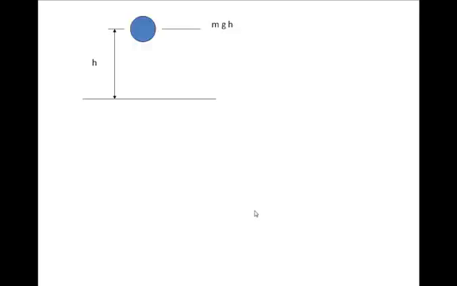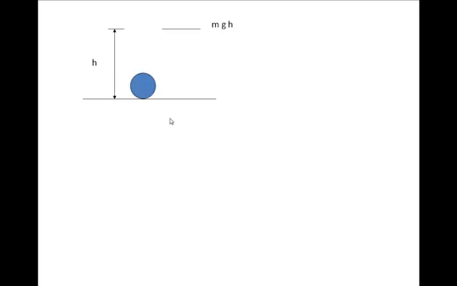Let's say I have a particle of mass m and I drop it from height h and it hits the ground. Now the ground is infinite mass in comparison with this mass. So this is a case where this particle is having a collision with the infinite mass.